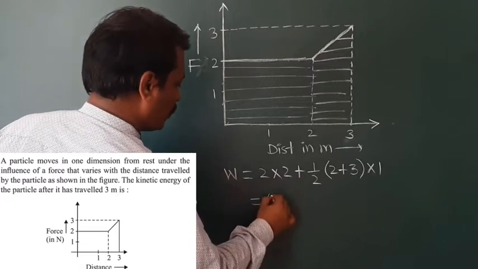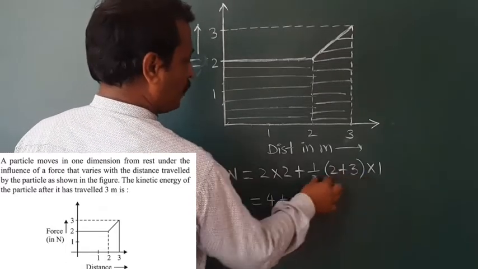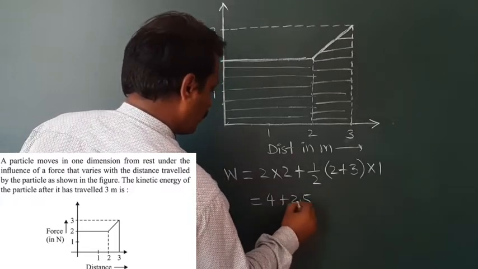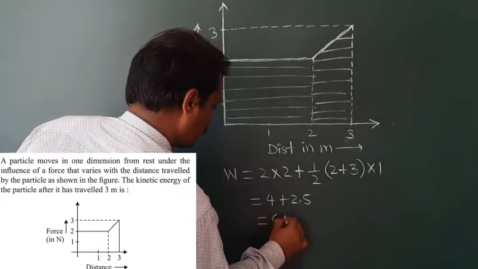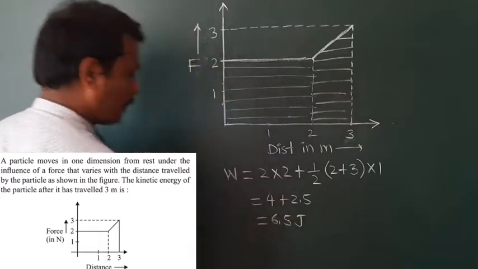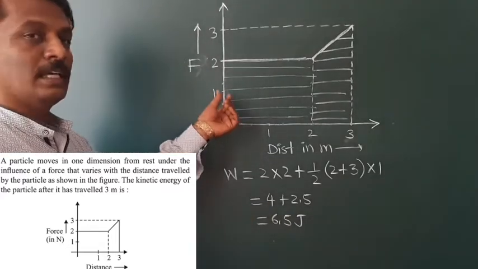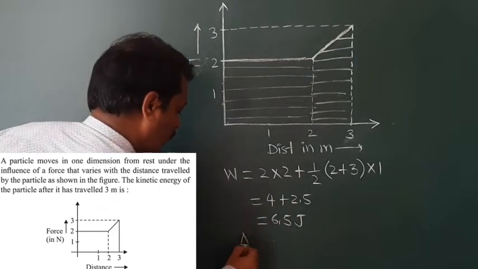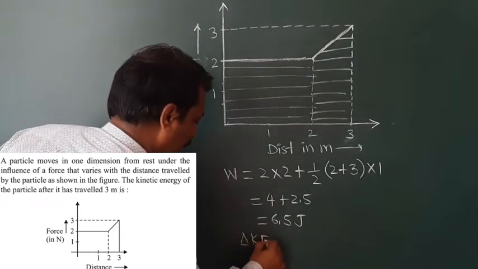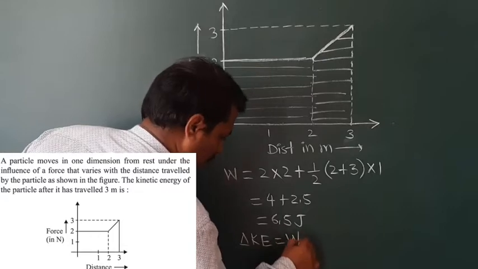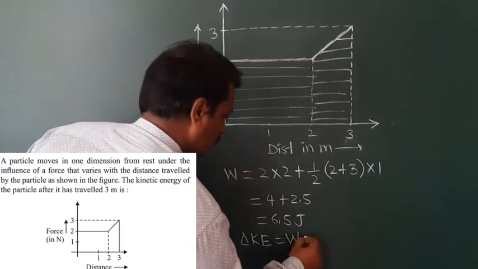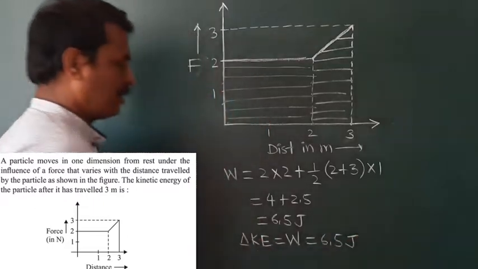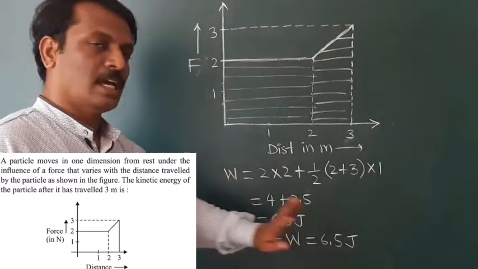Now simplify this. 2 into 2 is 4, plus here 5 by 2 is 2.5, so 4 plus 2.5 is 6.5 joule. This is the work done. The question is, what is the change in kinetic energy? According to the work energy theorem, change in kinetic energy is equal to work done. Therefore, change in kinetic energy is equal to work done, which is 6.5 joule. This is the answer.